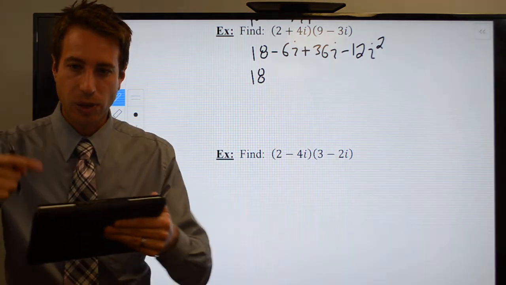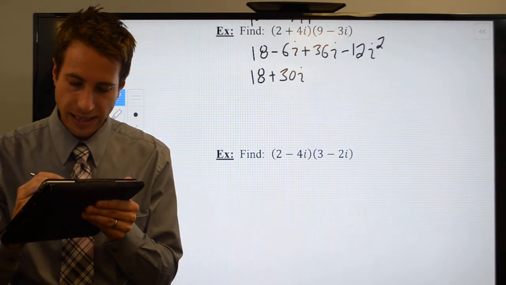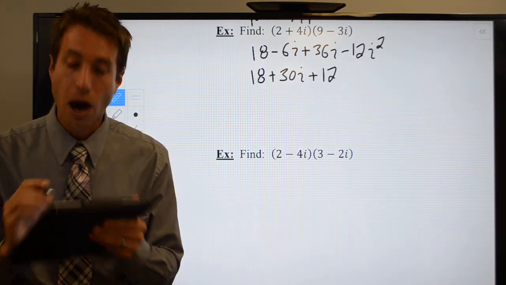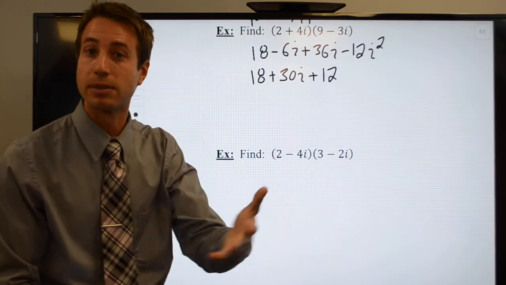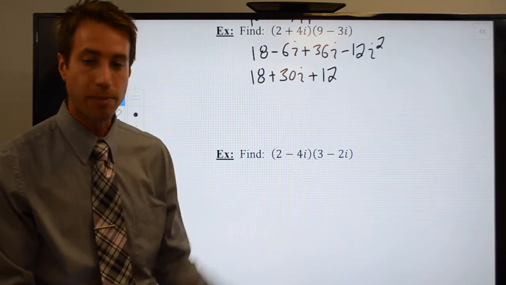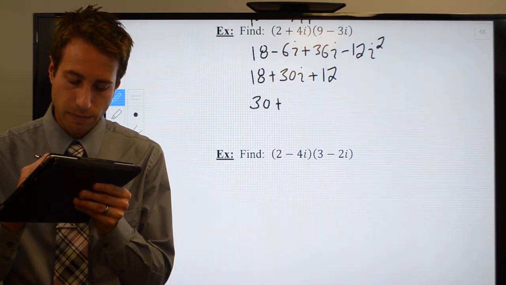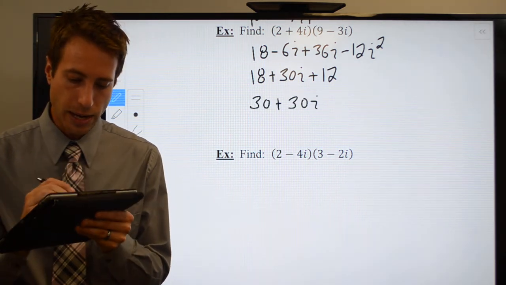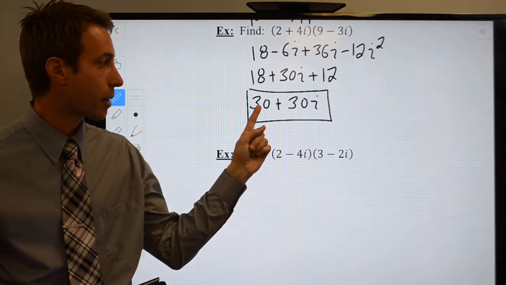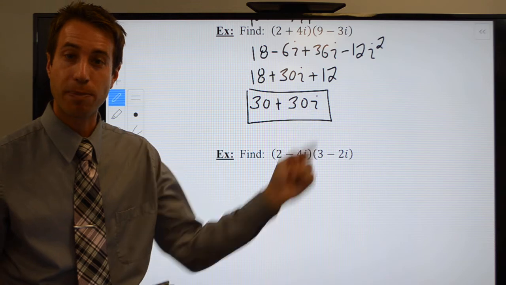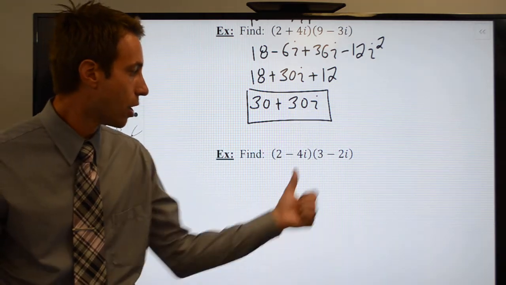Minus 6i plus 36i would be plus 30i. And like I said, that's now going to be a positive 12, because this is a negative 1, and a negative 1 times a negative 12 would be a positive 12. So I combine like terms, and 18 and 12 is 30. I wind up with 30 plus 30i. Again, my complex number. There's my real part. There's my imaginary part. You put the real and the imaginary part together, and you wind up with a complex number.